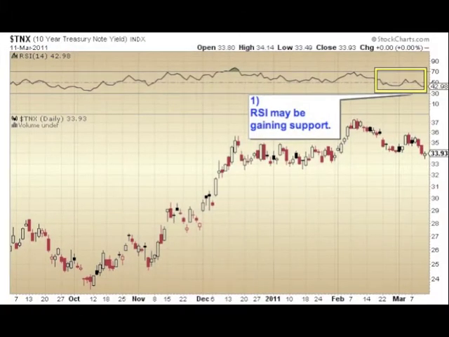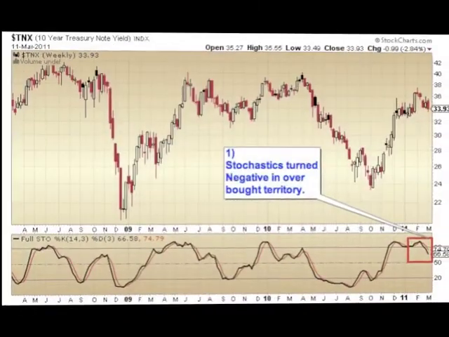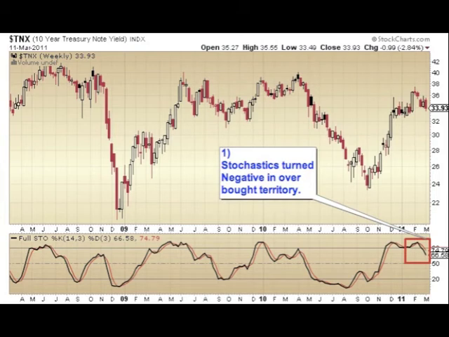Up top, the relative strength index shows that it may be gaining some support at this level here, so we gave this one a yellow mark. Issued a little caution here. And point 1 shows us that the stochastics on the weekly chart look real bad. They're in overbought territory, giving us bearish signals.